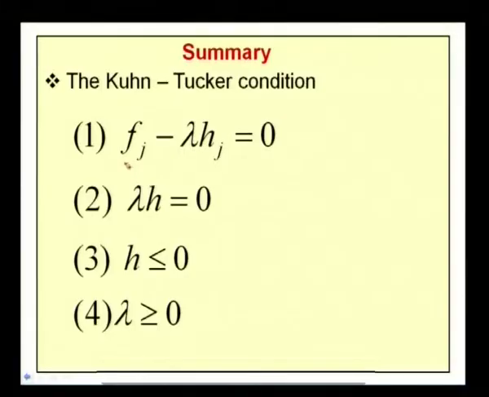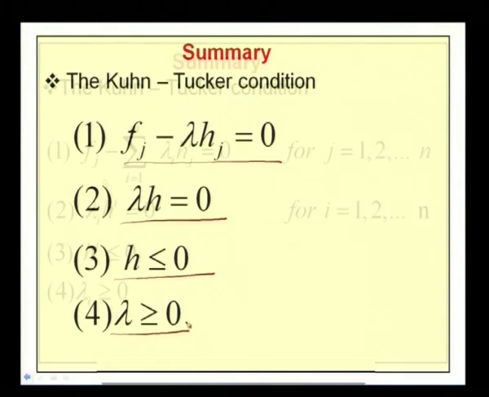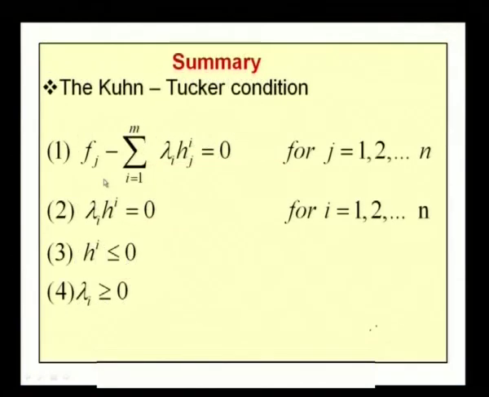Let me recap. The Kuhn-Tucker condition for a nonlinear programming problem involving a single constraint is f_j minus lambda h_j equal to 0, lambda h equal to 0, h less than or equal to 0, lambda greater than or equal to 0. Then the Kuhn-Tucker condition for a nonlinear programming problem involving more than one constraint is f_j minus summation i equal to 1 to m, lambda_i h_j^i equal to 0, lambda_i h^i equal to 0, h^i less than or equal to 0, lambda_i greater than or equal to 0.